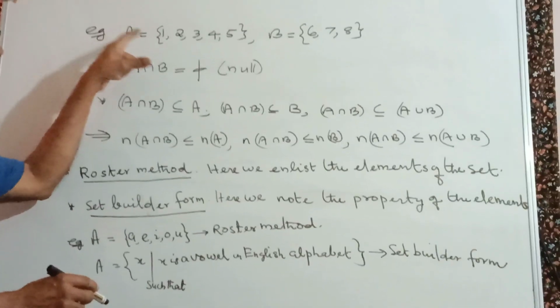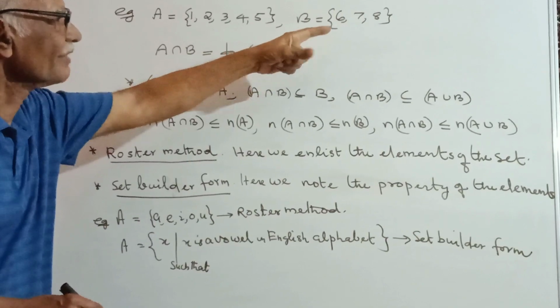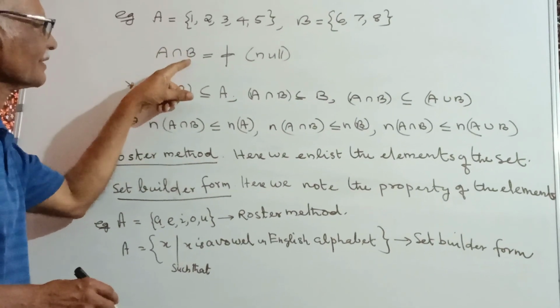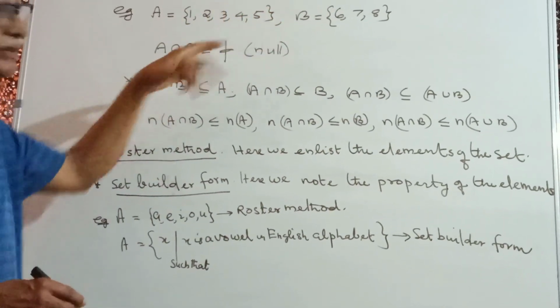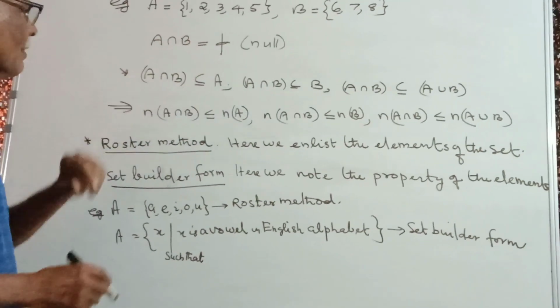Example. A is the set {1, 2, 3, 4, 5}. B is the set {6, 7, 8}. Then A intersection B, there is no common element. So A intersection B is the null set.